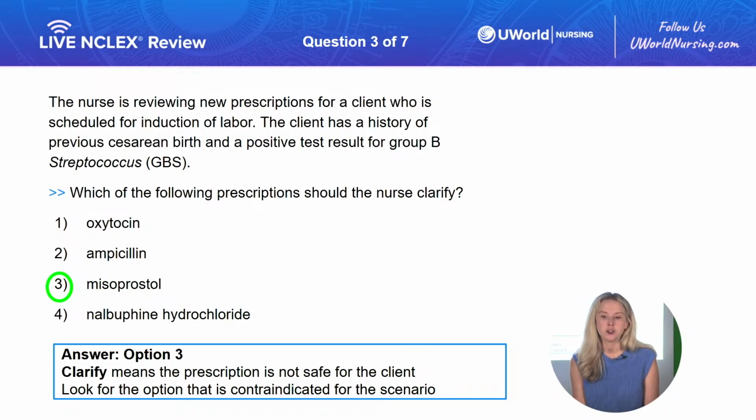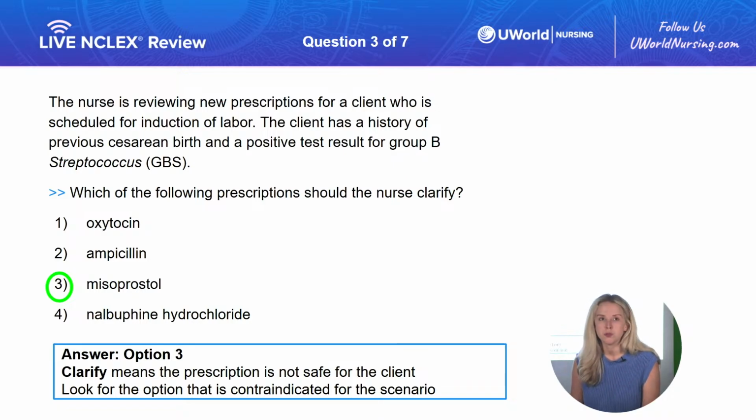Option 3, ampicillin, is just an antibiotic. This is often prescribed for the treatment of GBS. We definitely want to make sure we give prophylaxis for GBS, or if we don't know the GBS status, and we always give that antibiotic for positive test results for GBS. Again, that group B strep doesn't pose much of a threat to the adult fully developed immune system, but for a newborn's immune system, it could. So that's why we're going to give that prophylactic antibiotic.